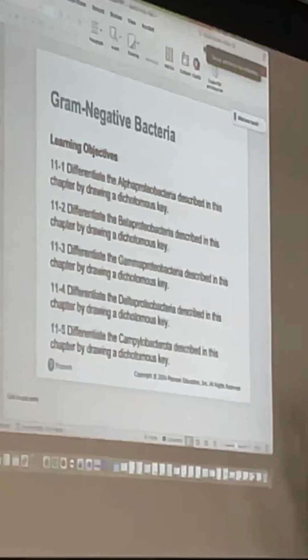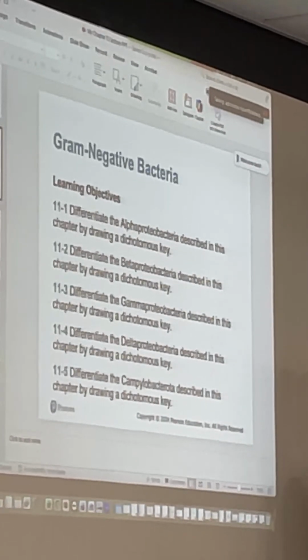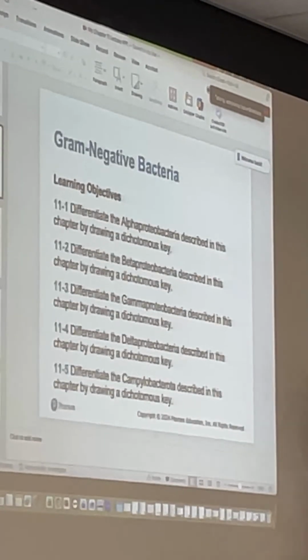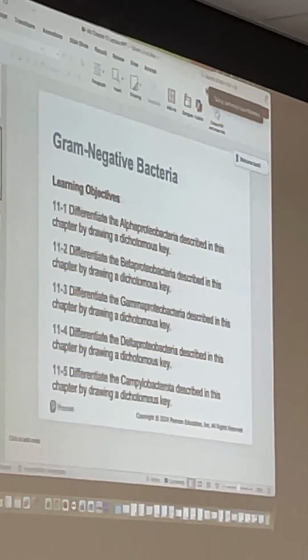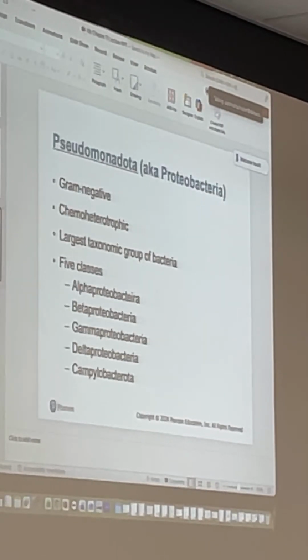So it's telling you guys that you should be able to differentiate these by drawing the dichotomous key. You know how to do that. You know how to draw the dichotomous key. So if you want to do that to make your life simple, you absolutely can, right? But do you want to use all the bacteria for it? Nah. I'll tell you guys which ones are going to be the bacteria we're using.